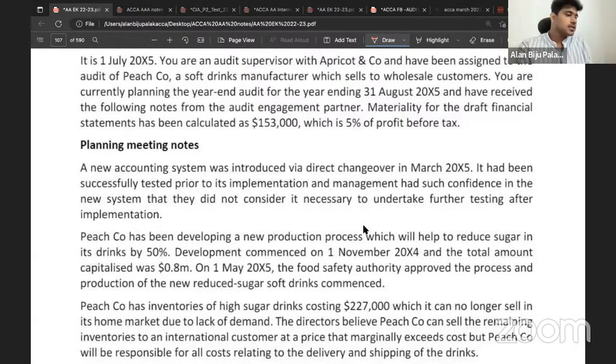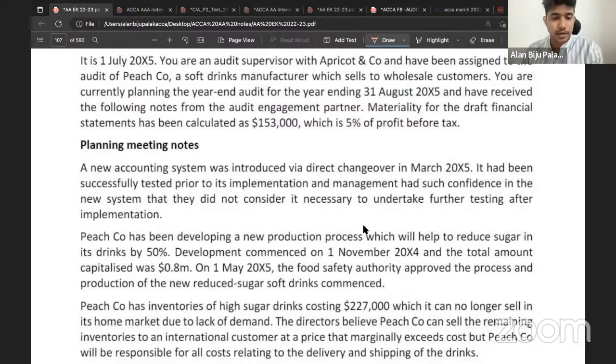A new accounting system was introduced via direct changeover in March 2015. It has been successfully tested prior to the implementation, and the management had such confidence in the new system that they did not consider it necessary to undertake further testing after implementation.